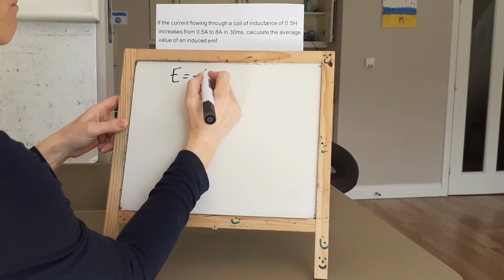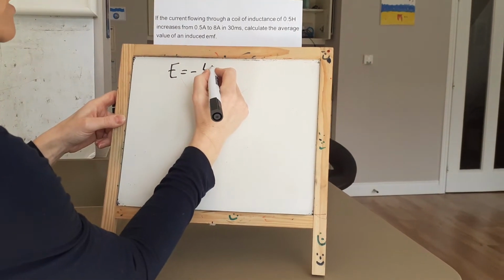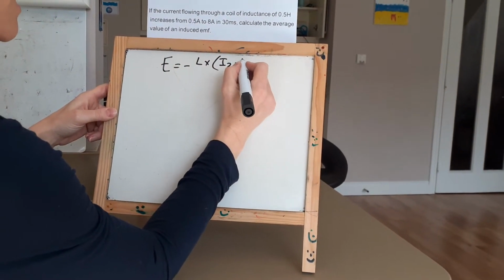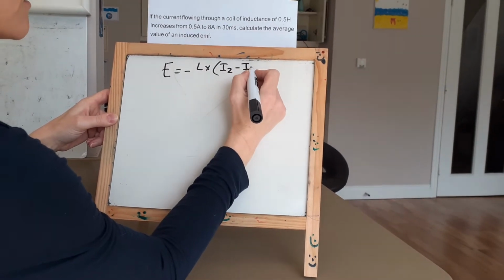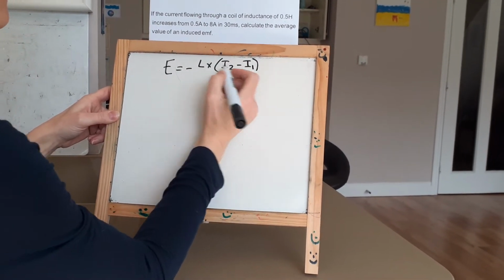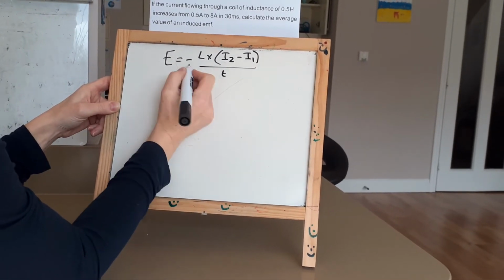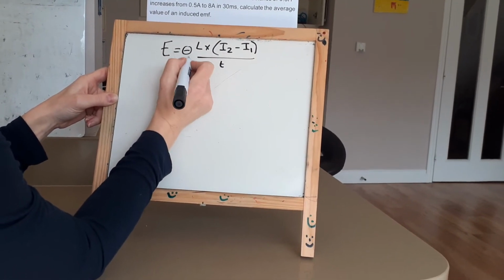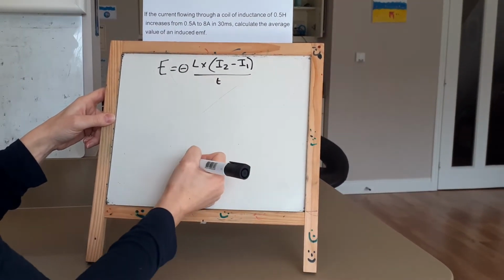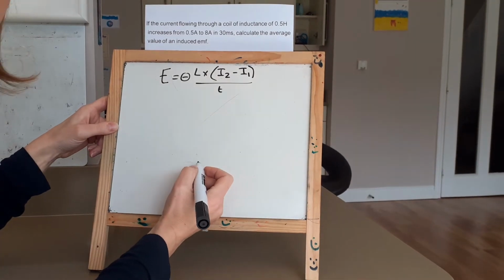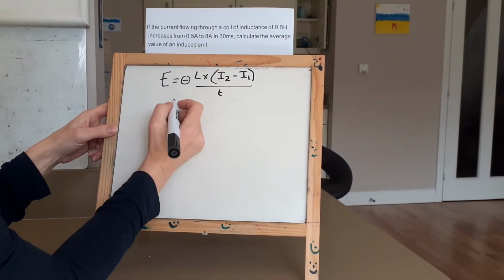E equals minus L, that's our inductance, times the larger current minus the smaller current divided by the time taken. Okay, don't worry about this minus sign, that will just sit there throughout the equation and we'll end up with a minus voltage at the end, and that just indicates a back EMF.